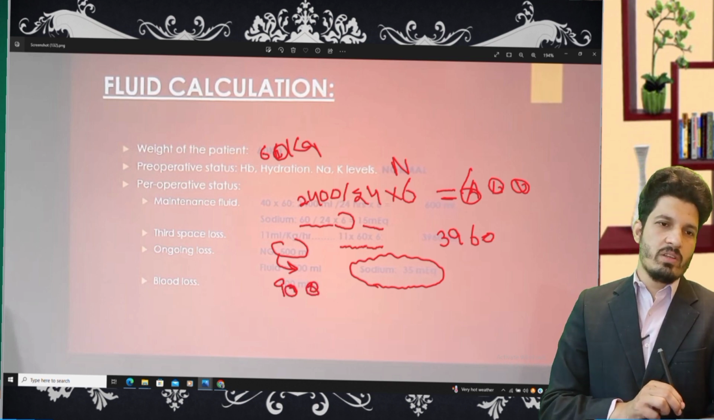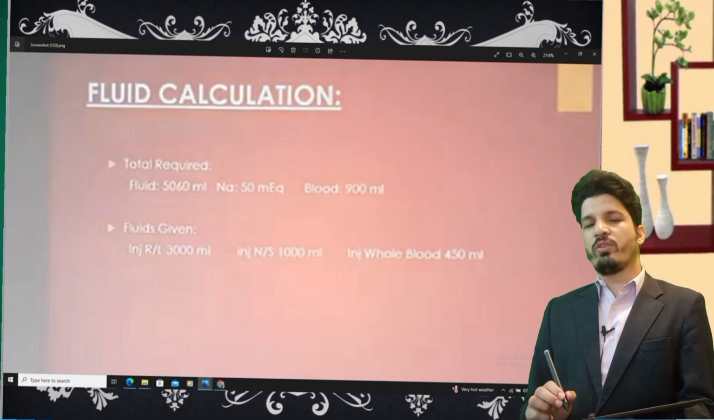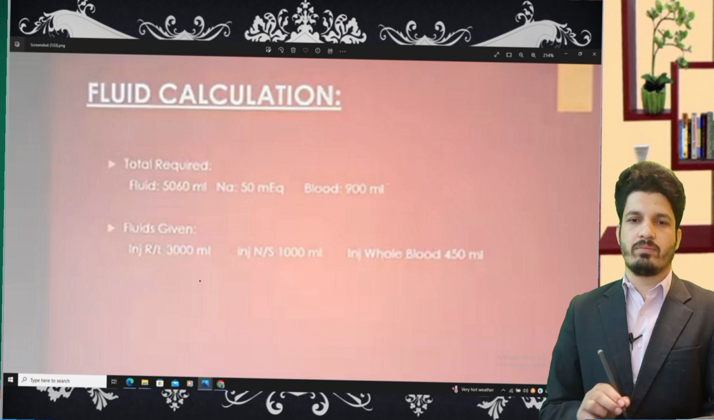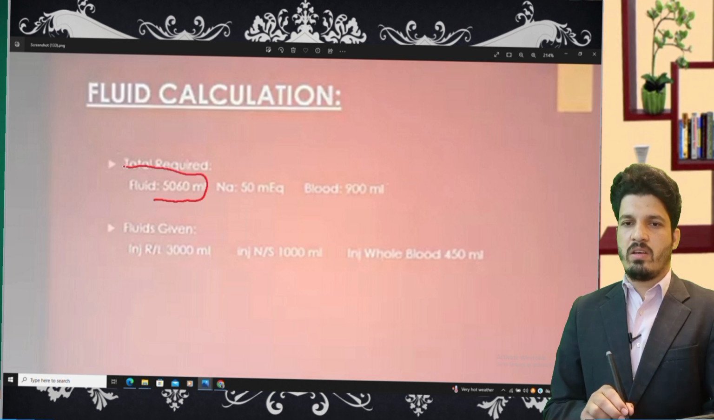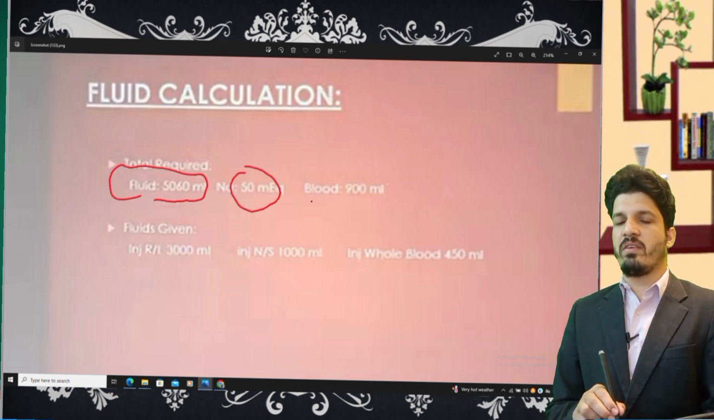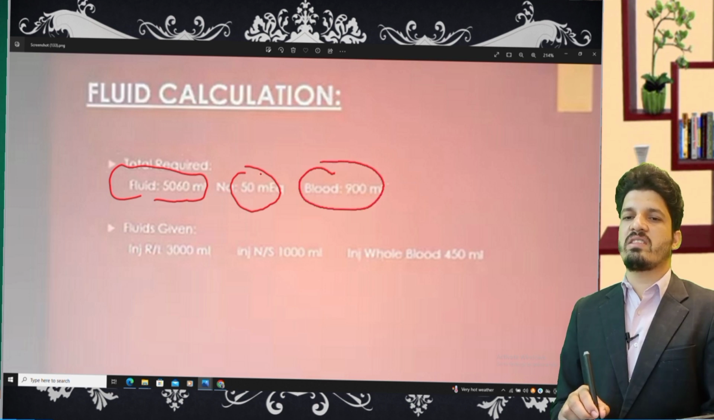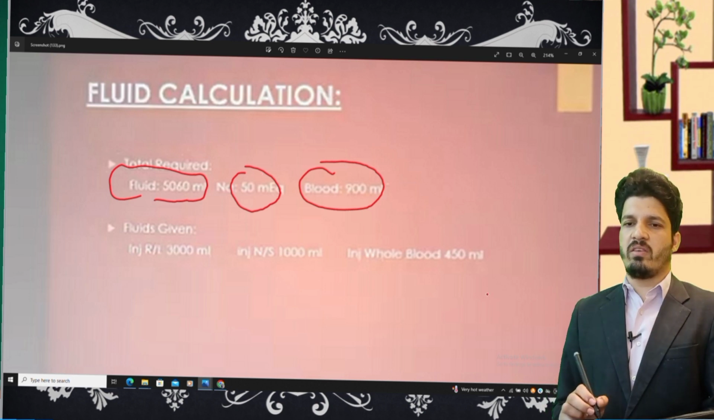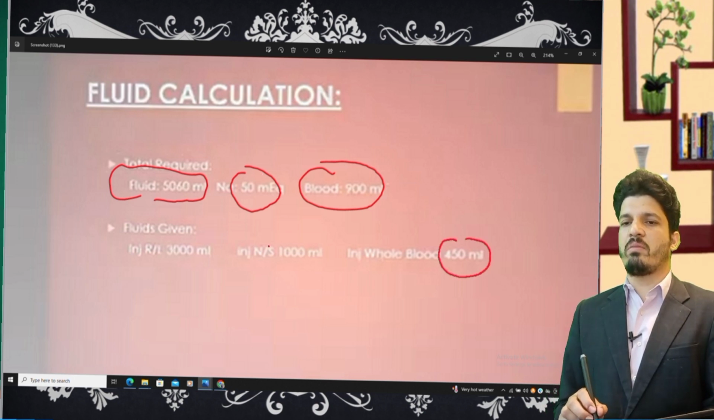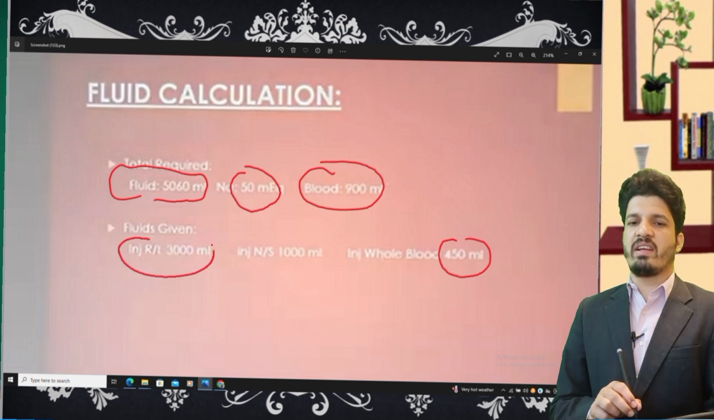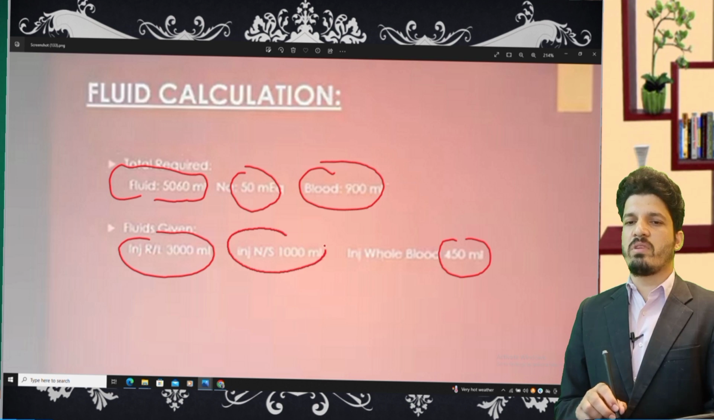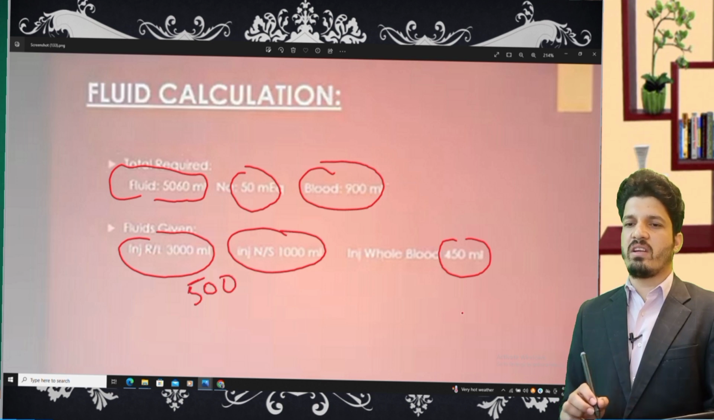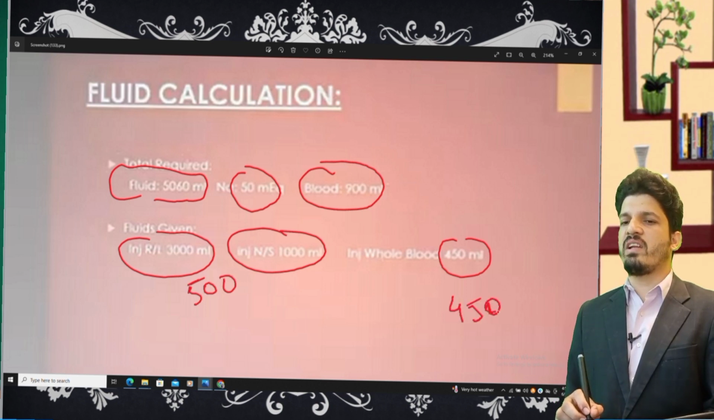Okay, so proceeding, the total fluid requirement is 5060 ml, and sodium is 50 milliequivalent, and the blood loss is 900 ml. Due to certain reasons blood was not available, only one unit of blood was available, so we have given 450 ml blood, and we have given ringer lactate 3 liters, and normal saline 1 liter. So 500 ml is deficit from here and 450 ml is deficit from here.